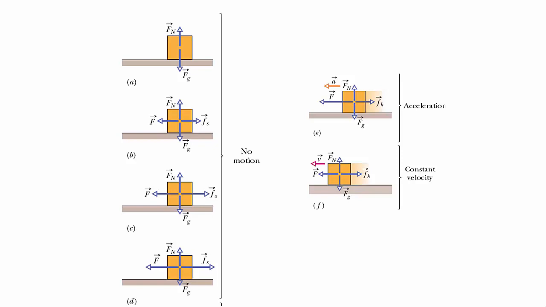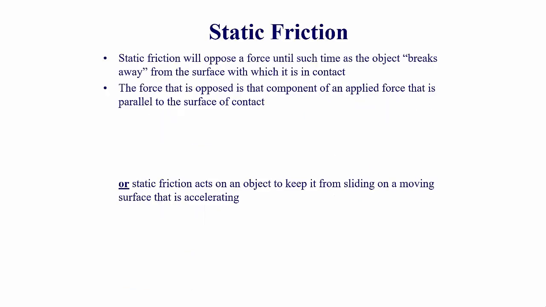And so we have to keep pushing on this box, not because a force is needed to make something move, but because there's a force of friction that's also acting, and I need my force to balance out that force of friction. So now let's focus on static friction. The static friction force is going to oppose whatever force is being applied until the object breaks away and starts to slide.